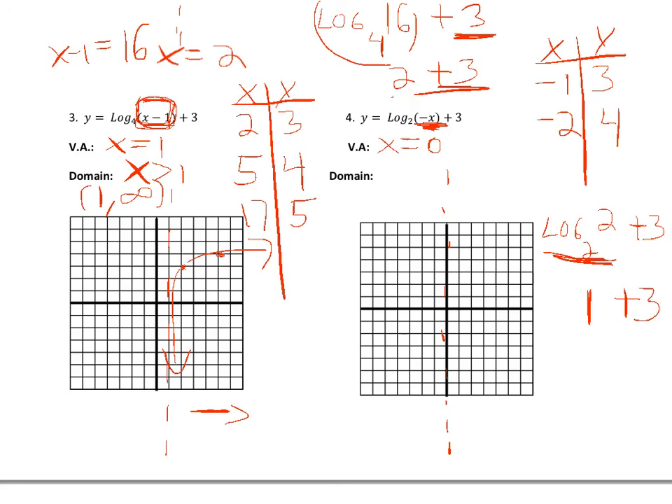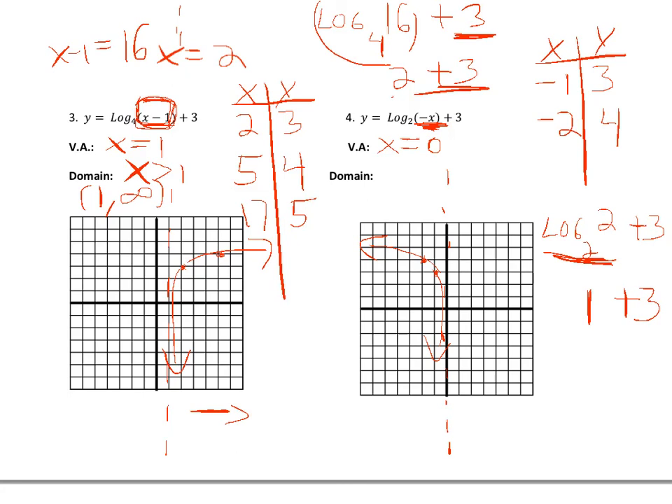So I'm going to graph this. I have negative 1, 3, which is right up here. And I have negative 2, 4. So now you can see this graph basically flips over the y-axis. This goes up here, and then it curls down by the VA.